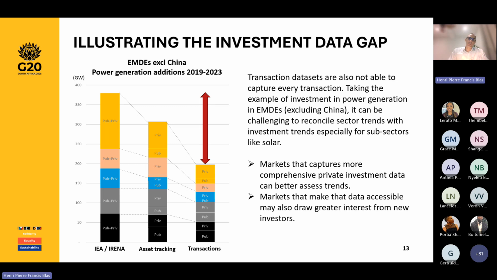But other markets, that's definitely not the case. Especially as they move towards smaller renewables, the type of standard PPA that doesn't require a lot of structuring, they can be quite difficult to capture. And South Africa is developing more of those. So eventually you may start having a gap between what people see through transactions and what's actually happening in the market.